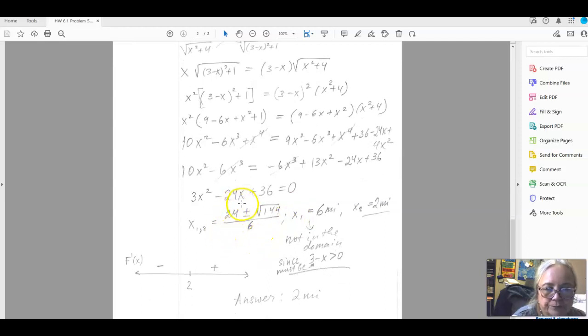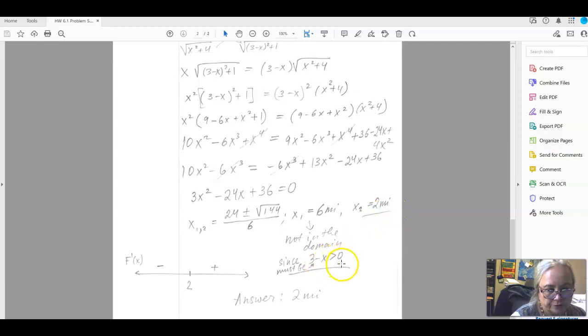Here you can use either factoring, you can factor 3 outside and have x squared minus 8x plus 12, and it's easy to factor, or you can use the quadratic formula if you want to do that, because factoring is sometimes tedious for students in calculus. So you got two answers, 6 miles and 2 miles.